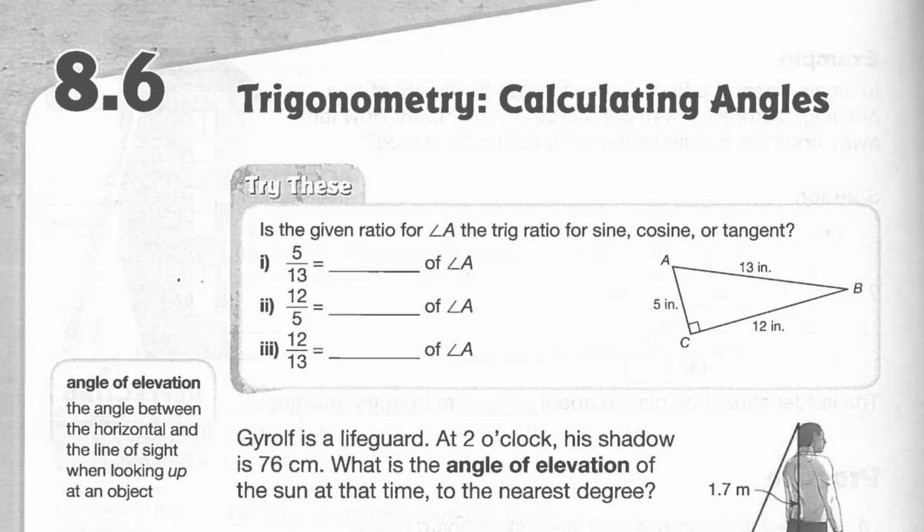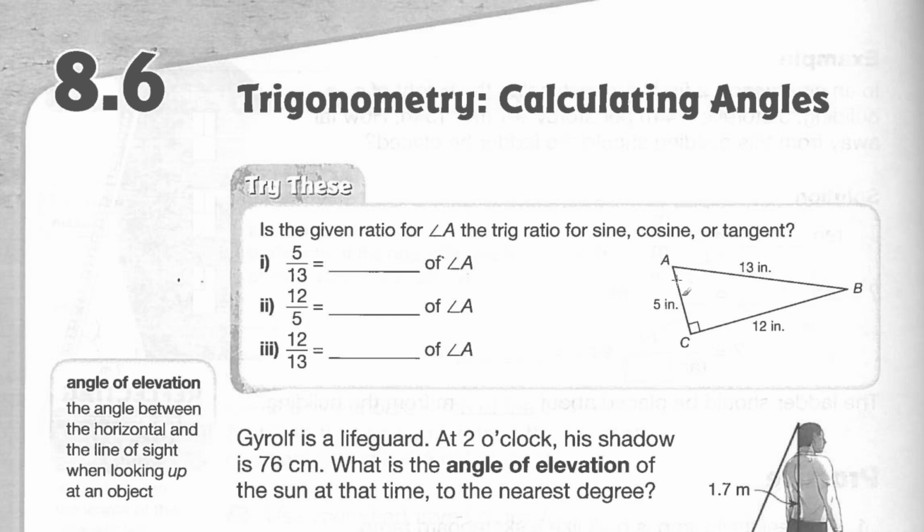In this video, we're going to be talking about Chapter 8.6, Trigonometry, Calculating Angles. You'll find this on page 230 of your workbook. So let's start off with the try these. Is the given ratio for the angle A the trig ratio for sine, cosine, or tangent? So it's a little bit of review.